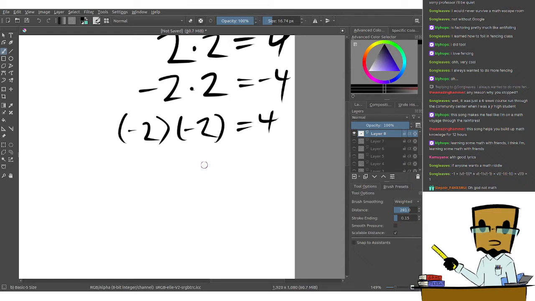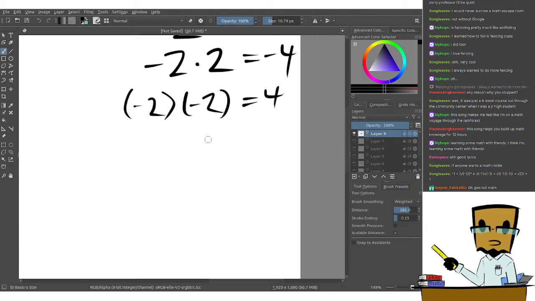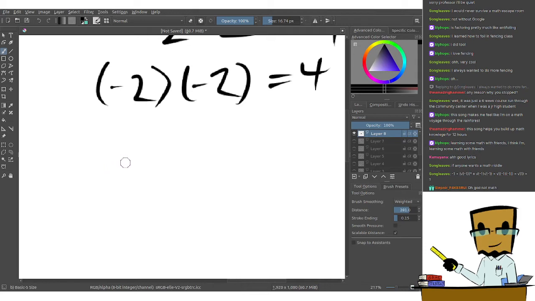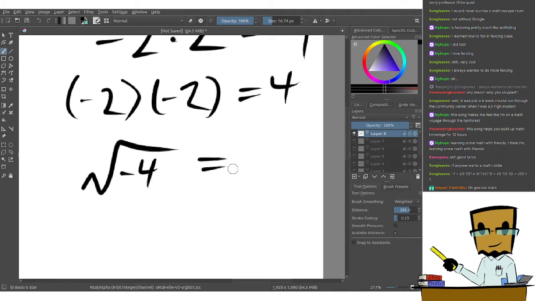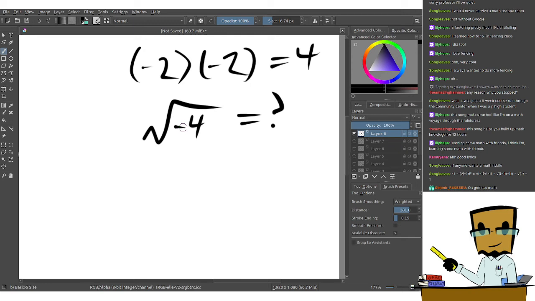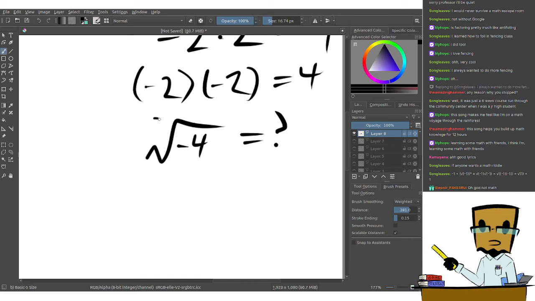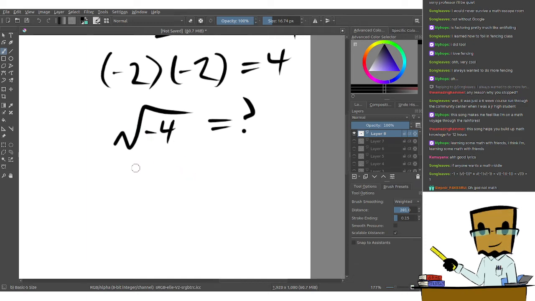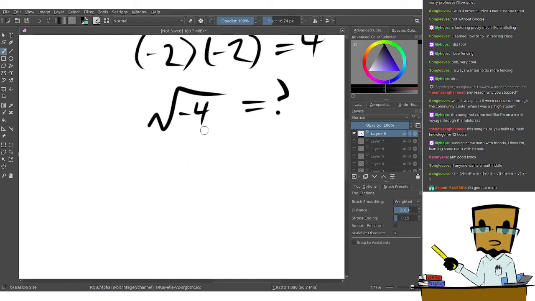So the problem is when you get to negative roots. Say the square root of negative 4. What does that equal? The problem here is no number multiplied by itself will ever equal a negative number. You could take the cubic root, I believe. But square root, no.